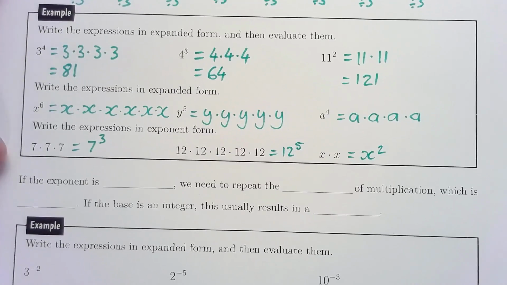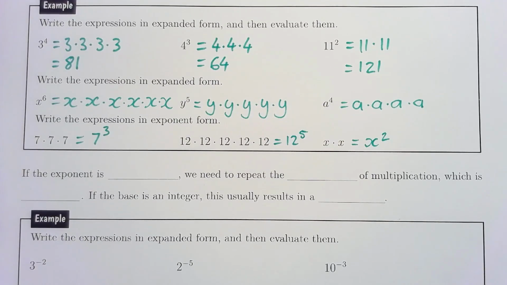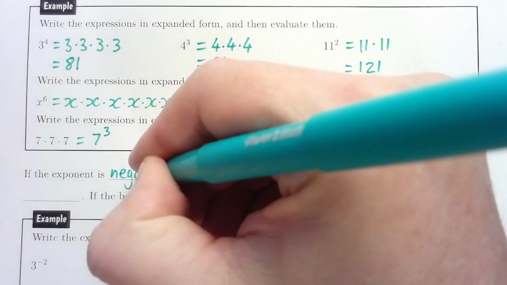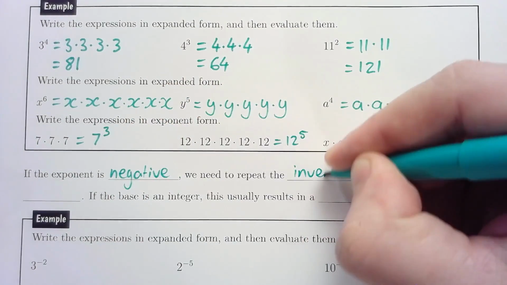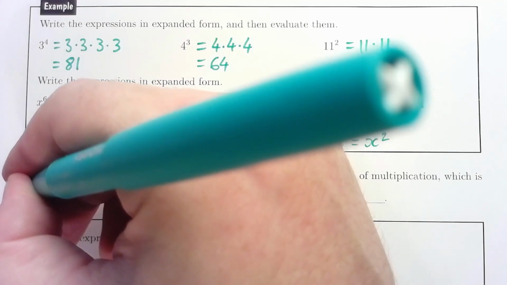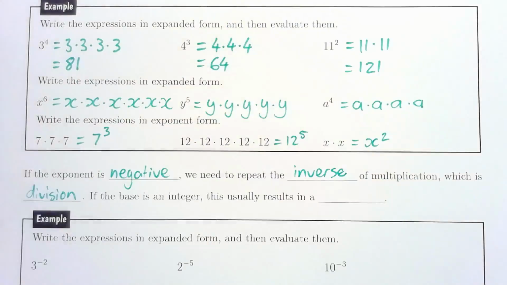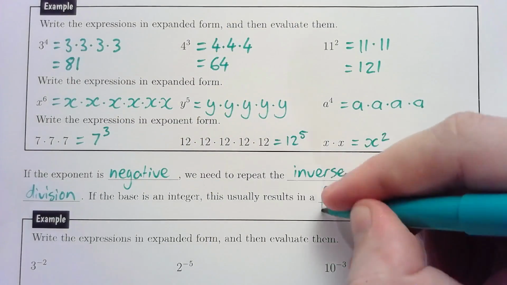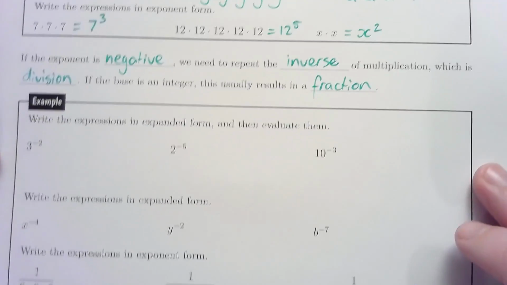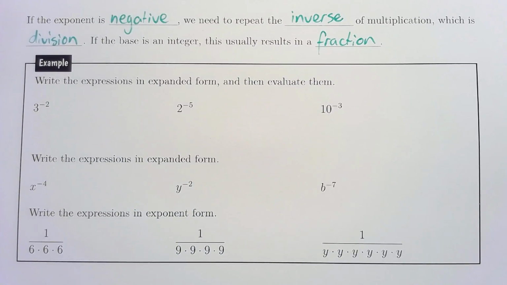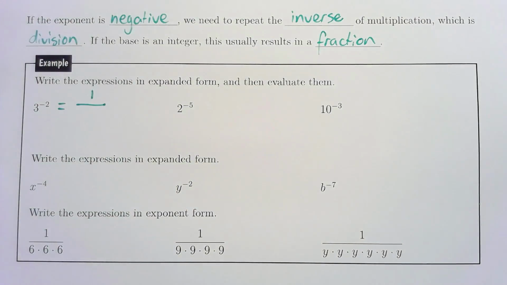Now we saw earlier, when we had negative exponents, we got to those values by dividing. So if the exponent is negative, we need to repeat the inverse of multiplication, which is division. If the base is an integer, this usually results in a fraction. If we have 3 to the power of -2, we need to start with 1 and divide by 3 twice. The most convenient form to write this in is 1 in the numerator and 3 times 3 in the denominator.